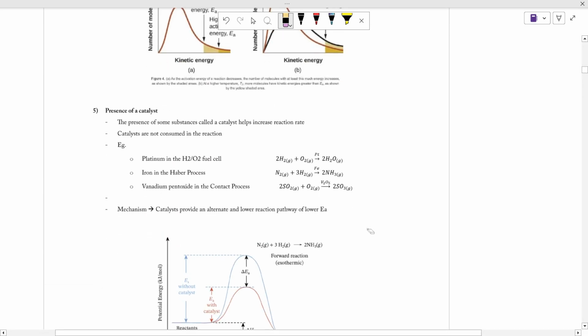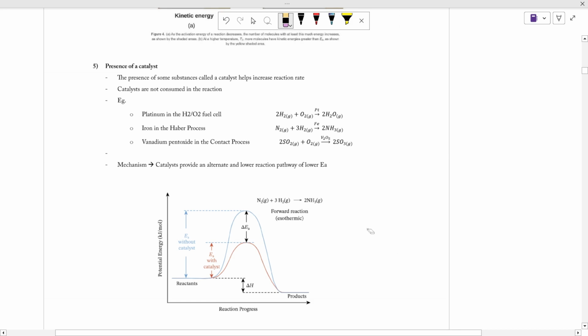Last but not least, you've got the presence of a catalyst, right? So catalysts are these sort of cool things that you put in, but it's not consumed in the reaction. But it helps increase the reaction rate, right? A couple of real life examples you have is basically the H2O2 fuel cell. So think of a rocket, that's basically its fuel cell. If you add platinum, that can act as a catalyst to basically increase the reaction rate.